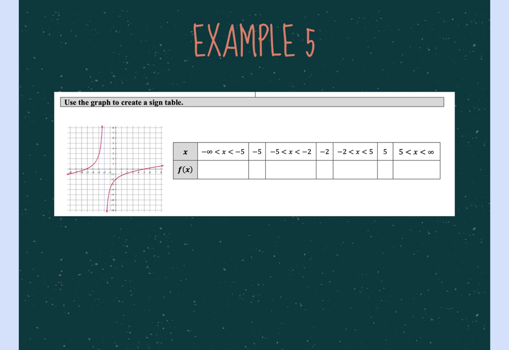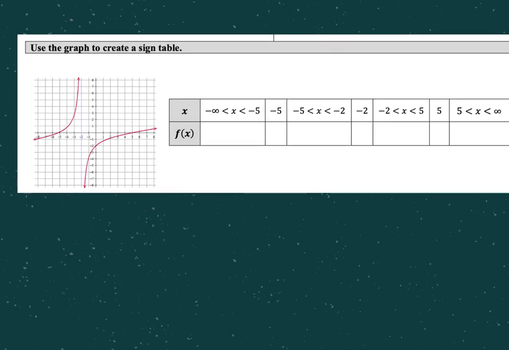All right, example 5. This says use the graph to create a sign table. So in this sign table, it's going to give you values. From negative infinity to negative 5, what's happening to my graph? At negative 5, what's happening? From negative 5 to negative 2, what's happening? So it's going to divide it up into sections. And this is the sign graph. So is it positive? Is it increasing? Is that what it's looking for here?